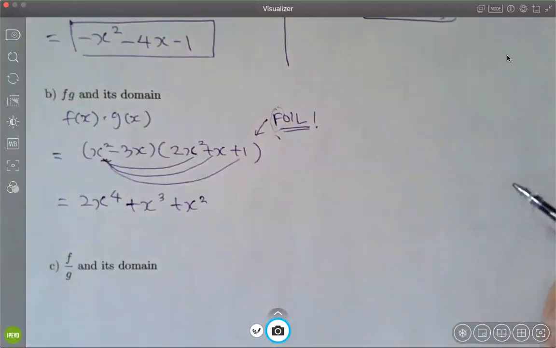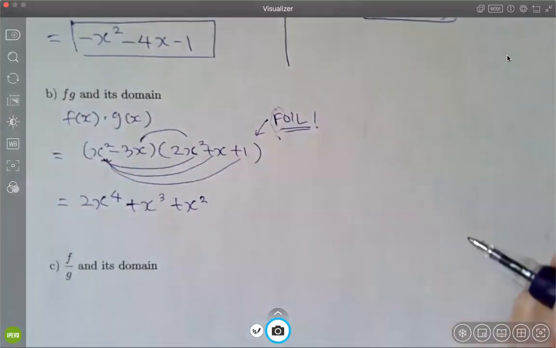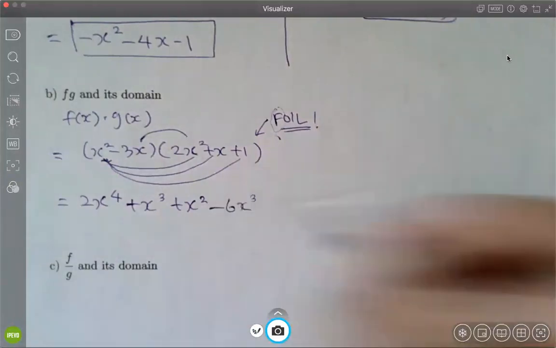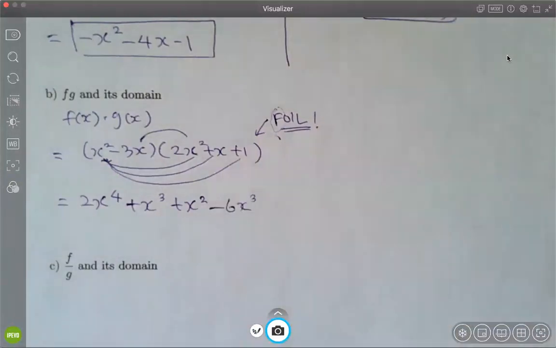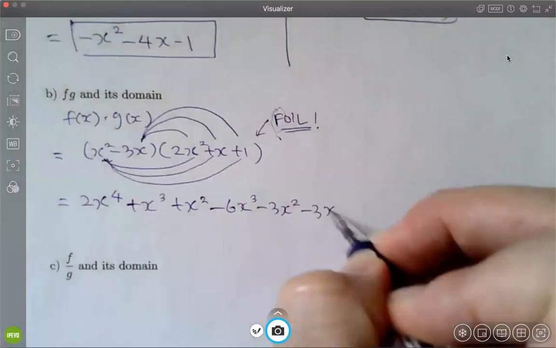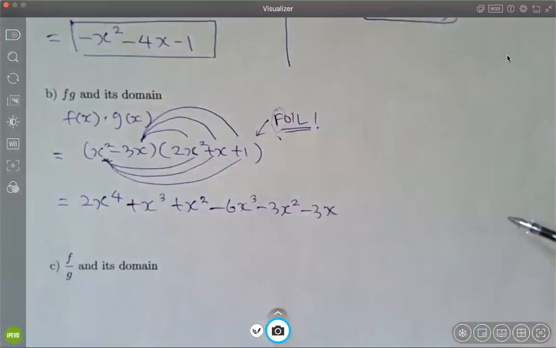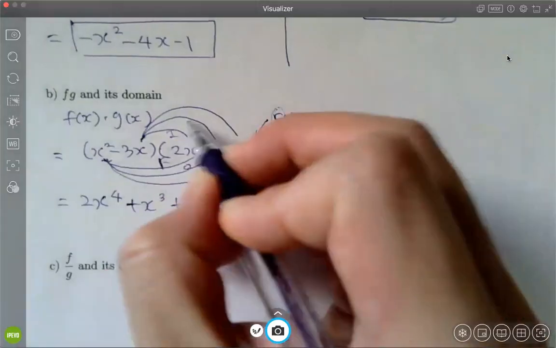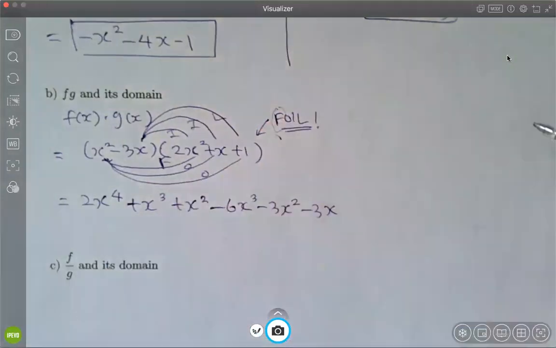Okay, and then you go to the inside, right? So this times that. So what is this? Minus 6x cubed. Okay, and then these two, minus 3x squared, and then these two, minus 3x, right? Okay, so what do you notice here? That's FOOIL. Okay, and hopefully you have seen this variation of FOIL before. So remember, you could have multiple O's and multiple I's.